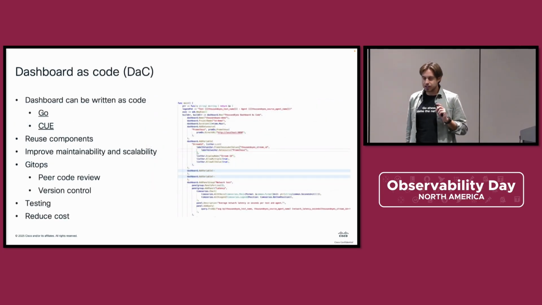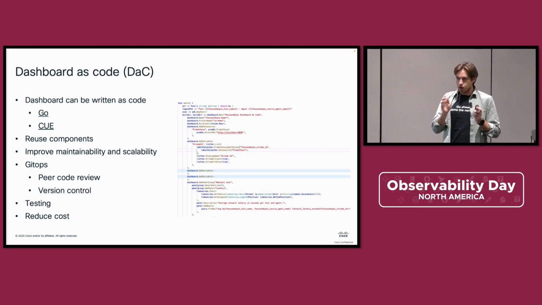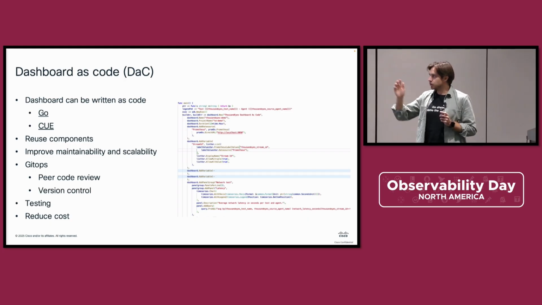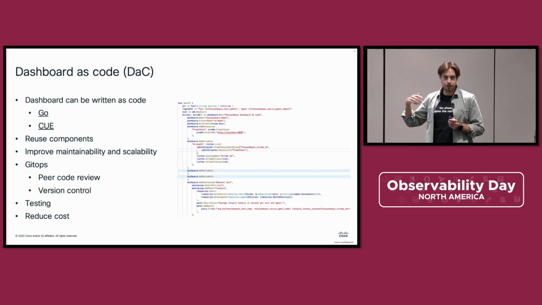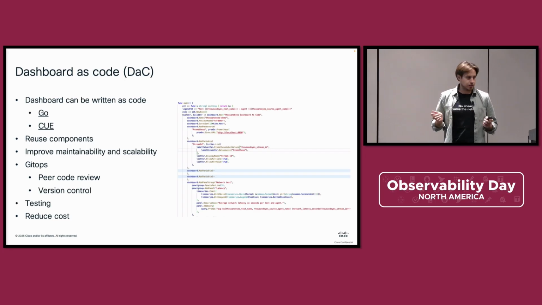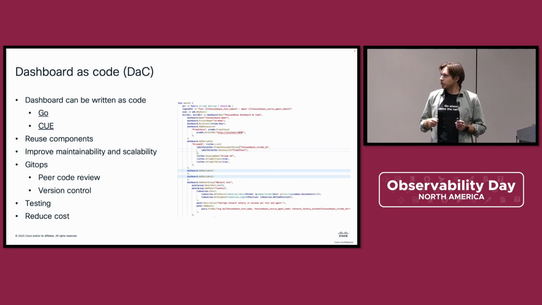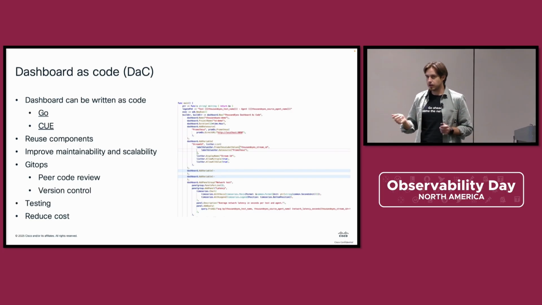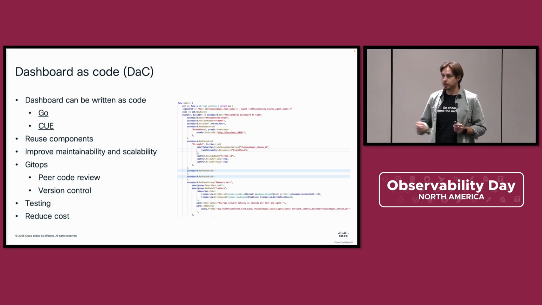Dashboard as code, that's my favorite. Now you can configure your dashboard just using code like Go or CUE. They have those SDKs. And that brings us a lot of possibilities. Now you can reuse components, you can test that code, you can have also the GitHub features, like other peers can review your pull requests, you have version control. This is really cool. And at the end of the day, what you are doing also is saving money.